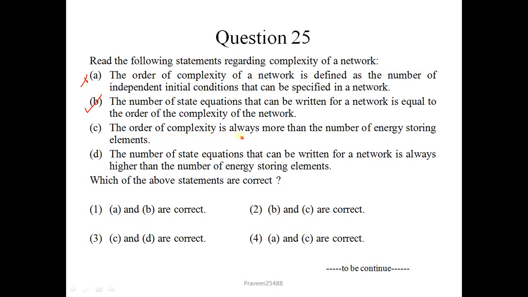The order of complexity is always more than the number of energy storing elements. So this is also correct. The number of state equations that can be written for a network is always higher than the number of energy storing elements. So this is also incorrect. So correct option is B and C. So second one is the correct.